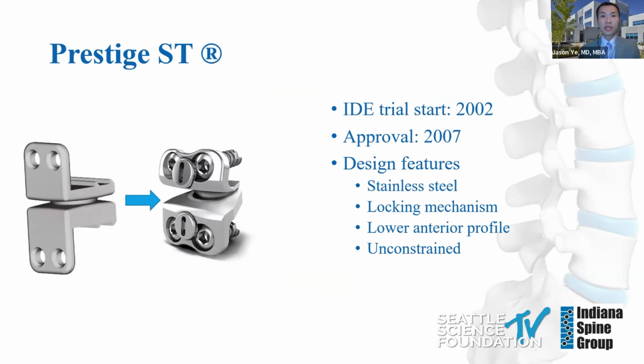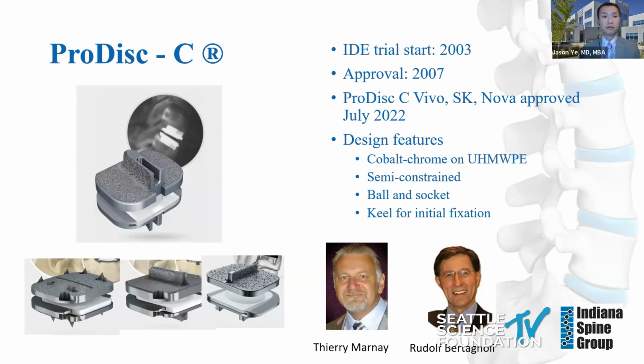In the meantime, the Bristol-Cummins arthroplasty was redesigned into the Prestige ST. It entered US trials in 2002. Note the addition of a locking mechanism for the screws to avoid screw loosening and back out experienced with the previous generation. The articulation was also made less constrained than the original Cummins device. This acted to reduce stress transfer to the bone implant interface. Results were favorable, and it was approved in 2007.